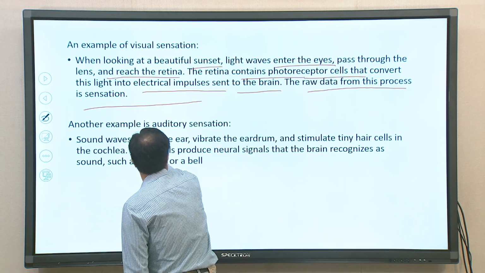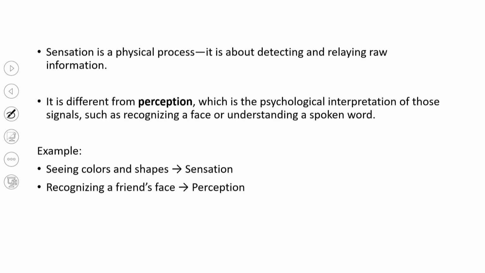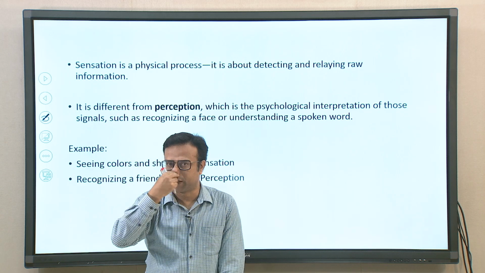Similarly, sound waves reach the ear, vibrate the eardrum and stimulate tiny hair cells in the cochlea of the ear. These cells produce neural signals that the brain recognizes as sound, such as a song or a bell. Then the detection of the auditory stimulus happens. This is how the whole process of sensation happens. Sensation is a very physical process. It is about detecting and relaying this raw information to the brain. Whatever is in the environment is detected through the sense organ, and the sense organ transfers this information to the brain, where the processing happens.